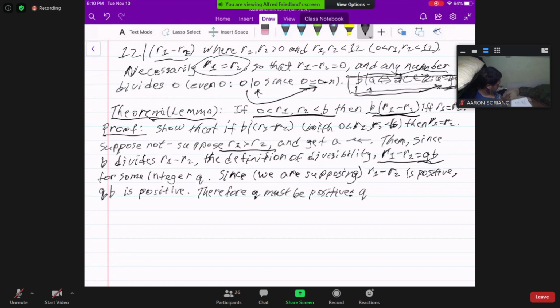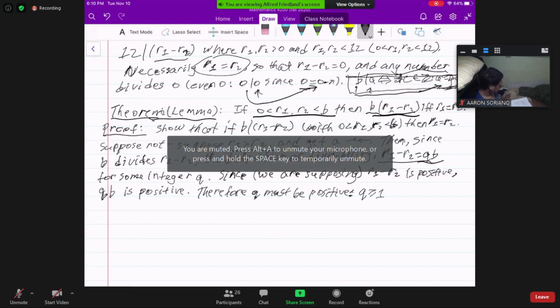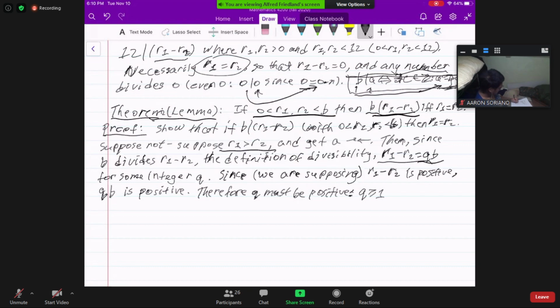So again, we'll prove next term that 1 is the smallest positive integer. Since Q is positive, it means it's bigger than 0. It means it has to be at least 1. That's the smallest positive number. If it were less than 1, it would be 0 and it wouldn't be positive anymore. If it were less than that, it would be negative and it wouldn't be positive. So if Q is positive, Q has to be greater than or equal to 1.